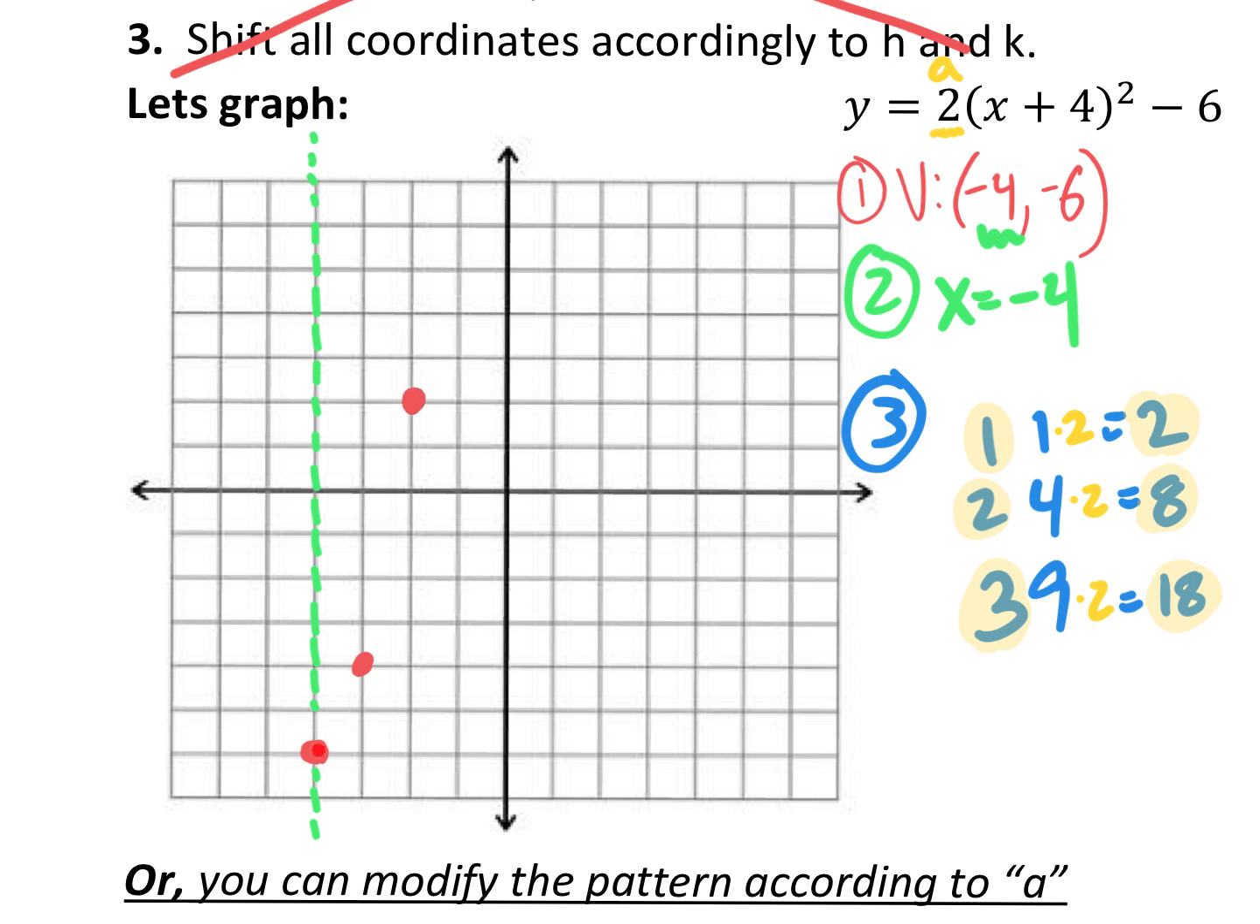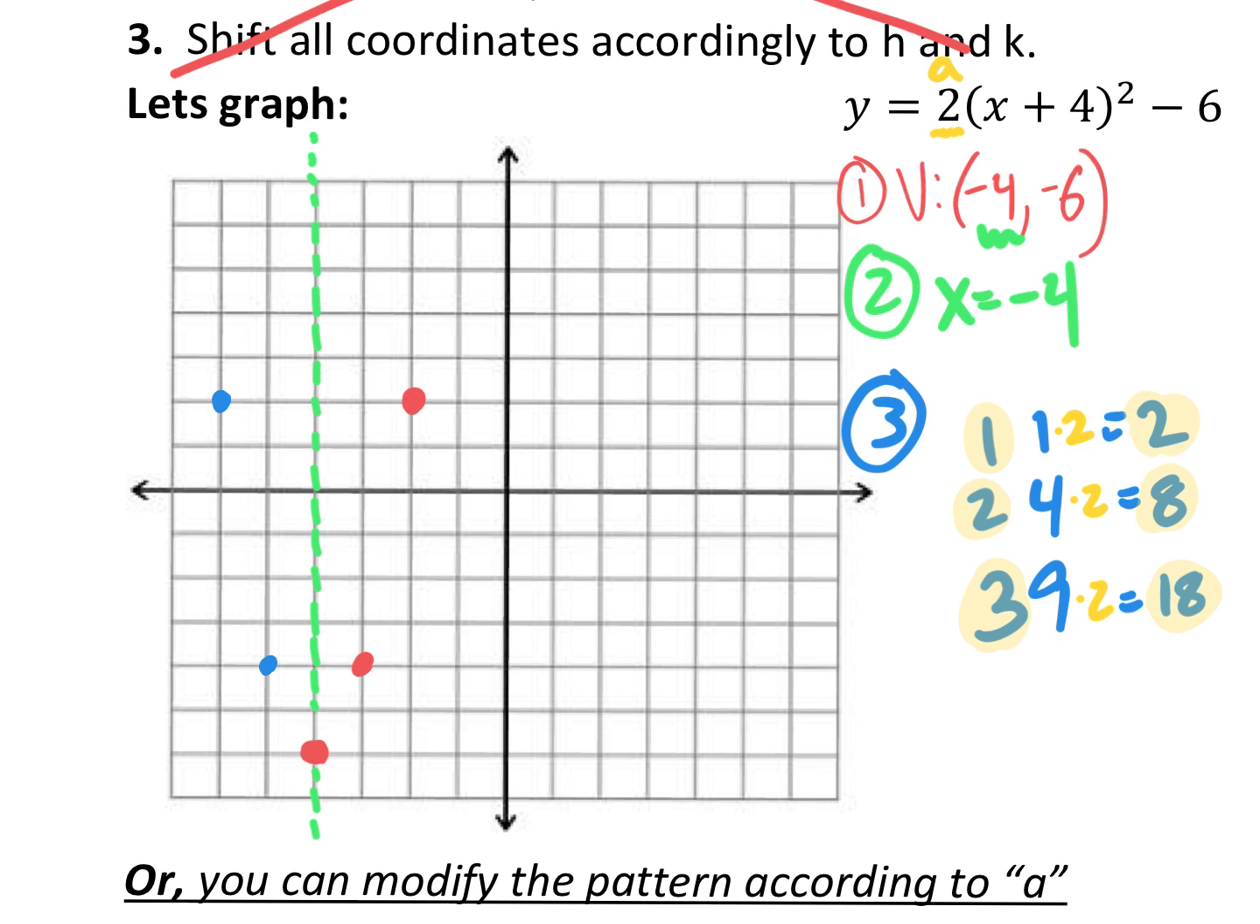If we go back to the vertex and try 3, 18, 18 is way off this graph, right? It's not even a 10 by 10 graph, so this is way off the graph. So I don't have to bother graphing that third coordinate, but I will map them over to the other side, right there, and we are done.